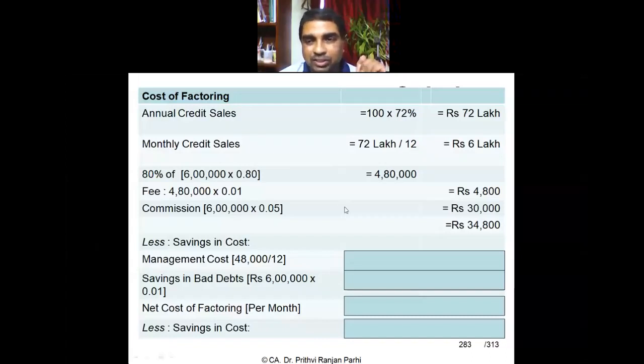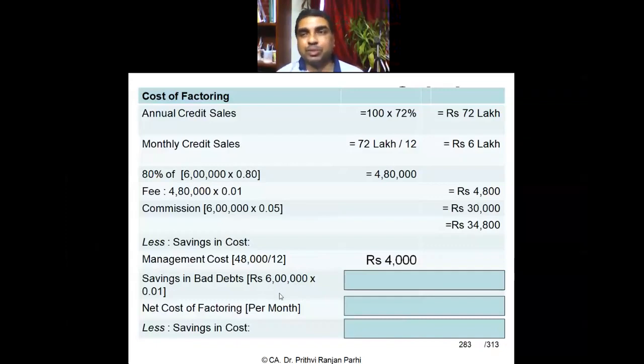So the total cost is 34,800, plus there will be cost saving. Cost saving means management cost, 48,000 will be saved per annum. So per month the cost saving is 4,000 rupees, that is 48,000 divided by 12. Plus bad debt.